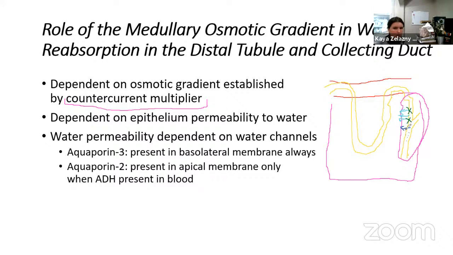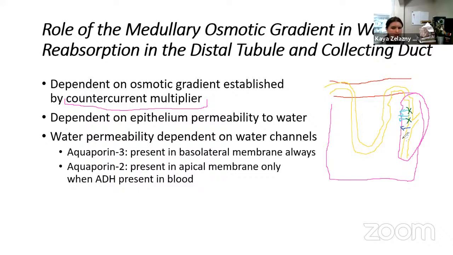If we have water leaving, we're going to end up with really concentrated urine, right? Lots of solutes in that urine. And we're going to end up with a low volume of urine because that water got reabsorbed. That water left, it went back to the blood.